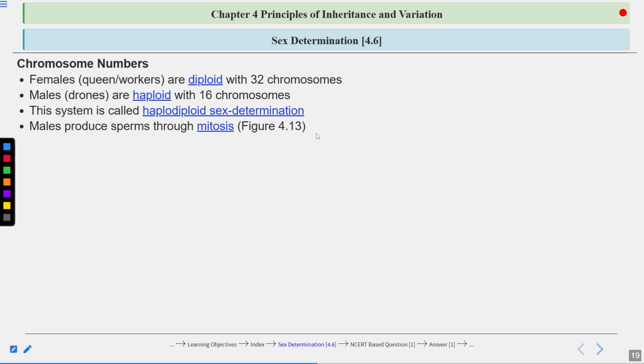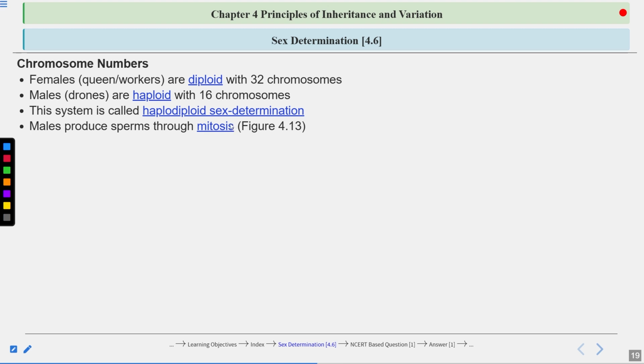Here the male produces sperms through mitosis. Usually the gametes, the sperms, are produced through meiosis, but this is an exception here. Here the sperms are being produced through mitosis because males themselves are haploid. So they cannot undergo meiosis. So here the male gamete, which is the sperm, is produced by mitosis. This is also very important here. So questions can come here: write an exception where the gametes are formed by mitosis instead of meiosis. So the answer will be honeybees.